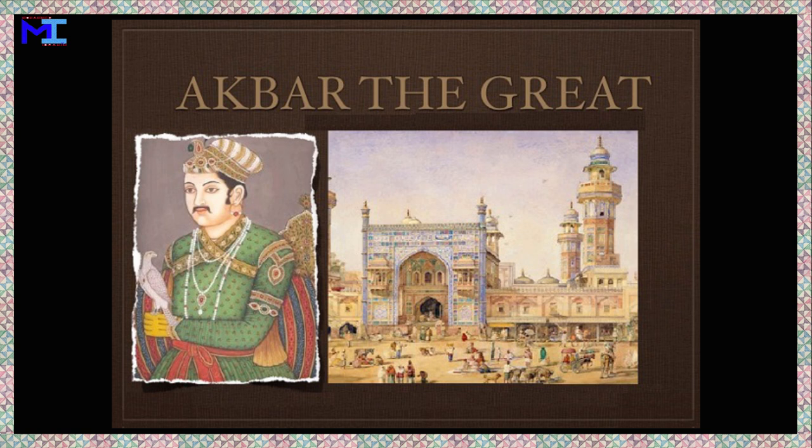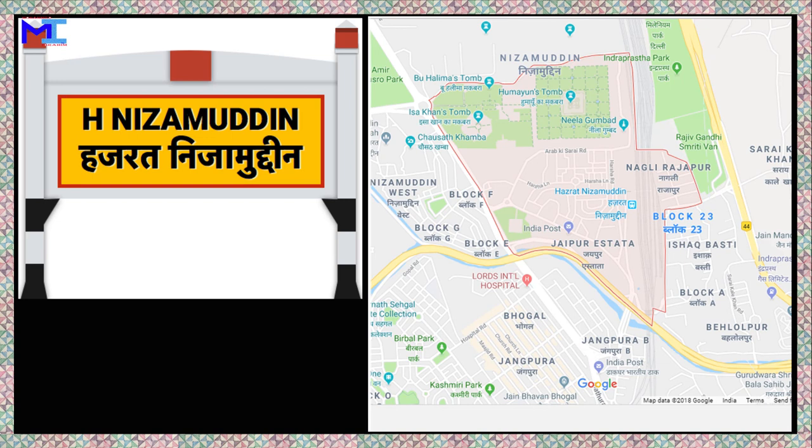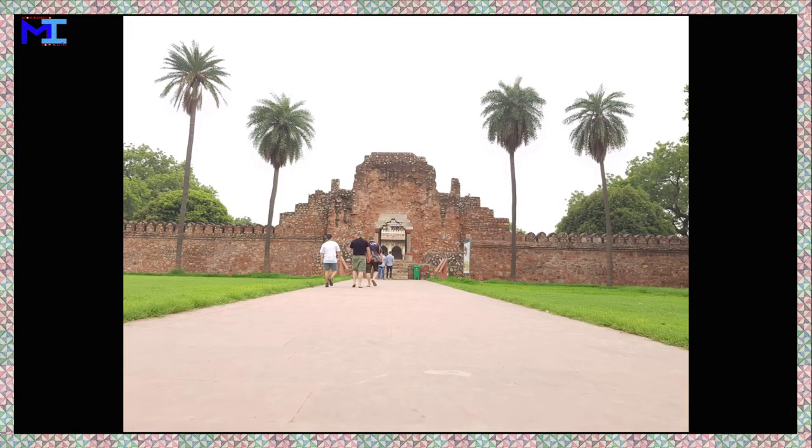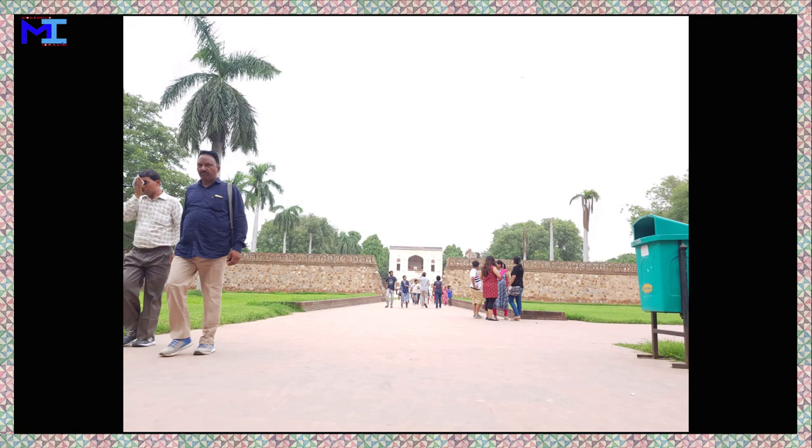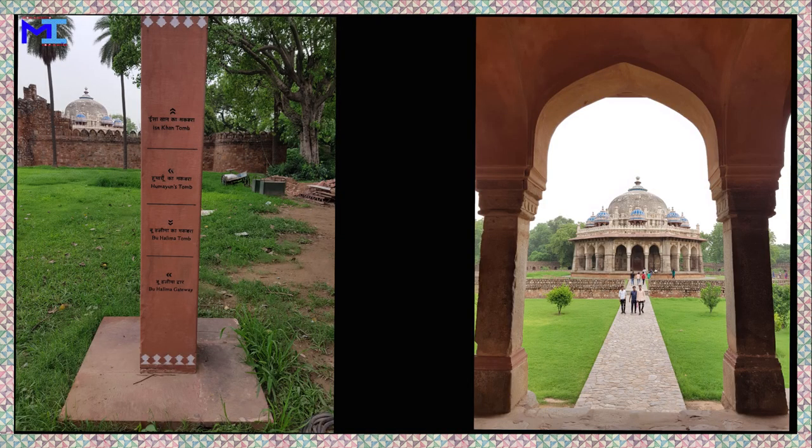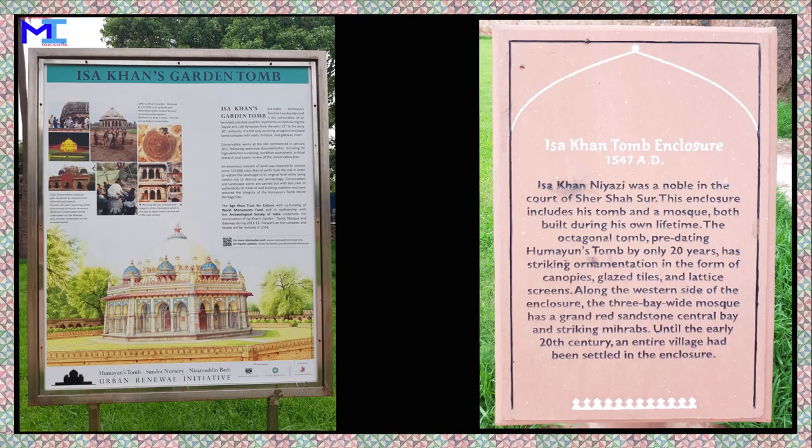son. Located in Nizamuddin, east of Delhi, India, Humayun's tomb, or Maqbara-e-Humayun, is one of the best preserved Mughal monuments and was declared a UNESCO World Heritage Site in 1993. Humayun died in 1556 AD following a fall from stairs. He was laid to rest at his palace at Purana Qila in Delhi.